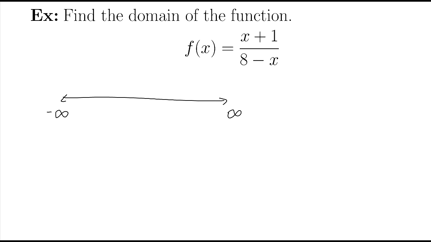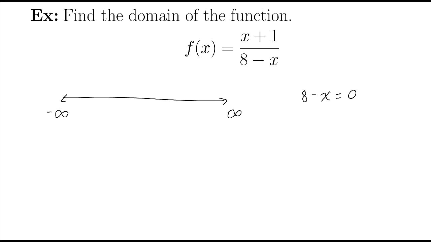Okay, and I want to check for any restrictions, any numbers I cannot plug in. Since I see that this is a fraction, I want to focus in on the denominator, at the bottom right here, 8 minus x. Remember, the denominator cannot equal 0. So what I want to do is solve this equation to figure out which x value would give me 0.